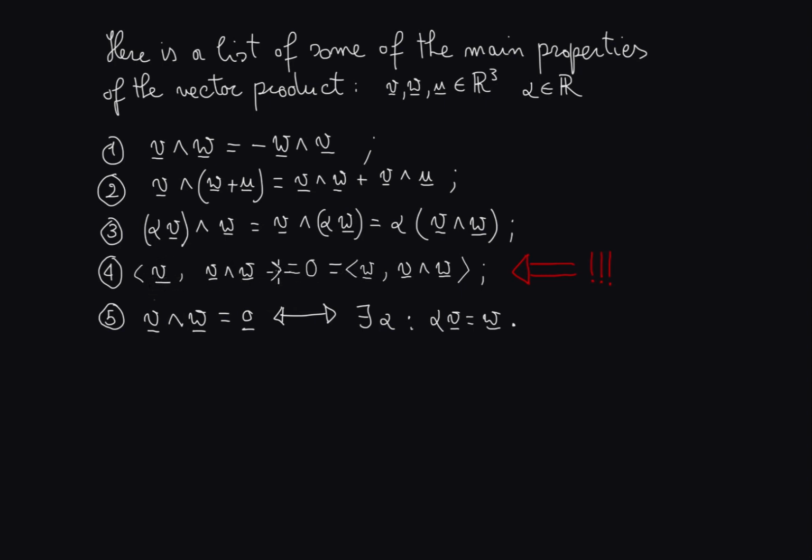What does this mean? This is a very important property, and since we know the geometrical interpretation of the scalar product in Rn, in particular in R3, we can give a first geometrical interpretation of the vector product. In particular, we see that when we multiply by the vector product two vectors, the result, v vector w, will be perpendicular both to v and to w.